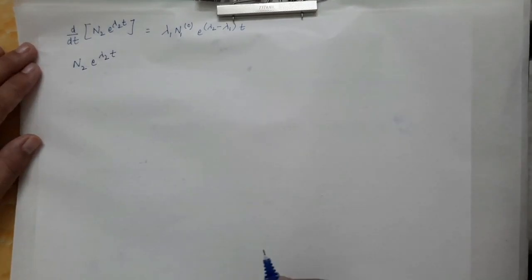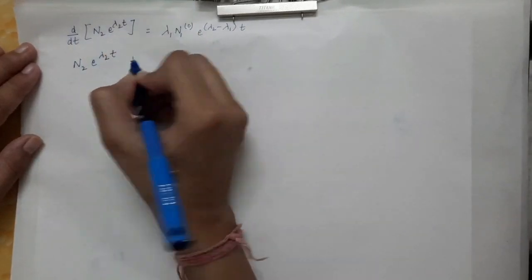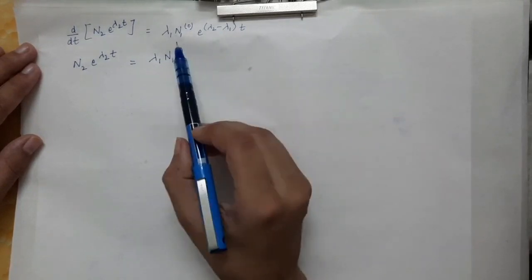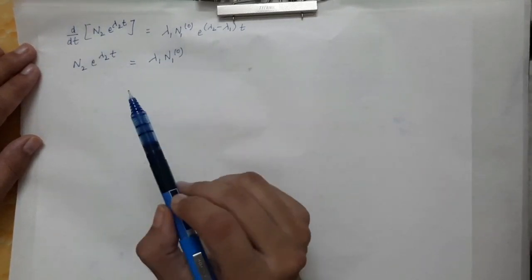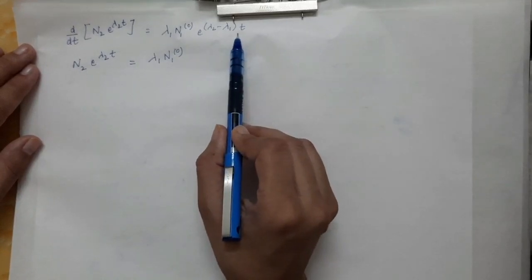So this you will get on the left hand side after taking the integration, because the integration will cancel with the differentiation. So this will be equal to lambda 1 into n10 into, this is the constant, so this can be taken out of the integral. Now you have to do integration of this term with respect to the time variable.